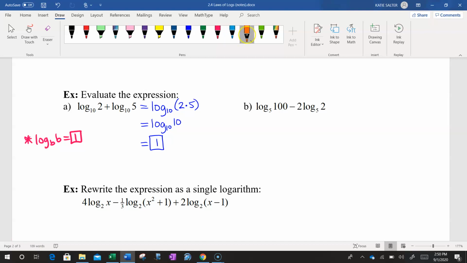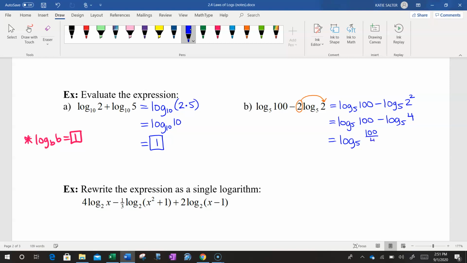All right, looking at the next one, we actually have a coefficient on the second expression, on the second logarithm. So we have to take care of that coefficient before we can condense these logs. So this is going to give us log base 5 of 100 minus log base 5 of 2 to the second power. So let's clean that up. Log base 5 of 100 minus log base 5 of 4. Now that we've gotten rid of the coefficients, we can condense this. When we subtract these two logarithms, we can make it one logarithm by dividing the 100 and the 4. So this is log base 5 of 100 divided by 4.